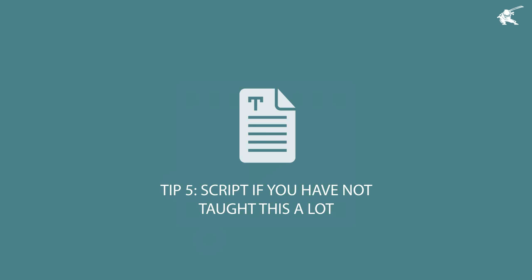So editing out your ums, a way to avoid that is to script something if you have not talked about it a lot. Let's say you're talking about something that you know, but you just haven't verbally talked about, or if you haven't presented it at a conference or something like that, script it out. And when you script it out, you'd want to practice a line.